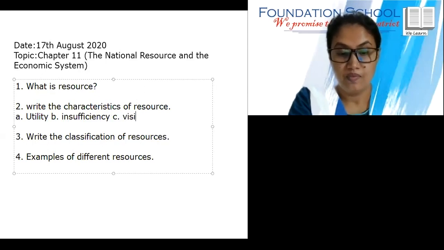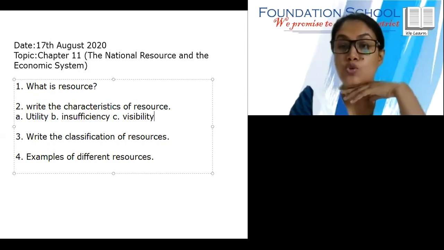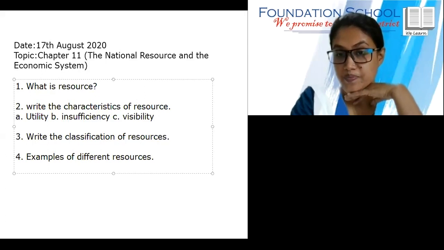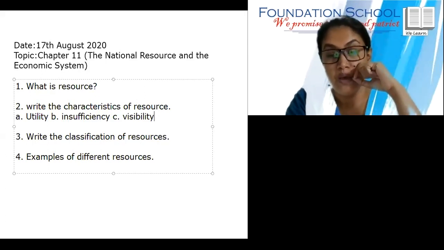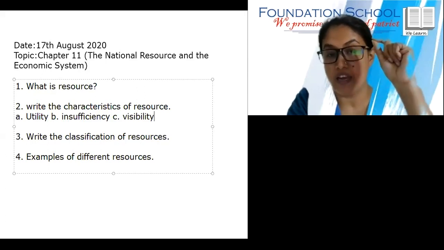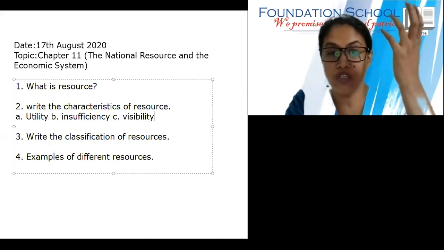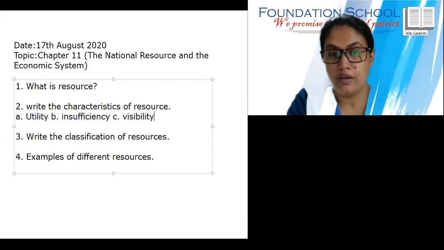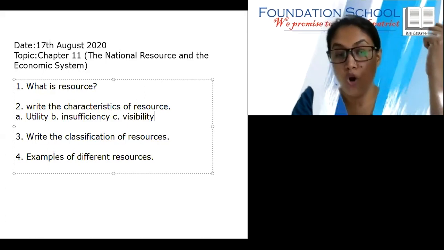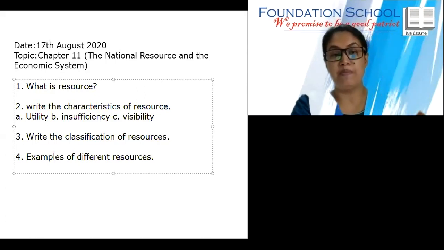Visibility. Visibility means the things which we can see. But there are some resources in economic terms which do not have this characteristic of visibility. So we cannot say that all resources must have visibility. Of course, it is a criterion, but it is not so essential.